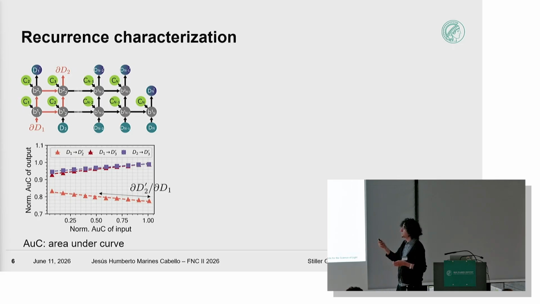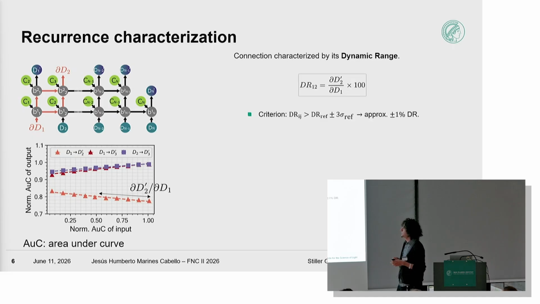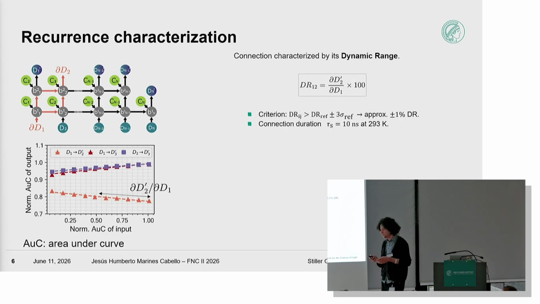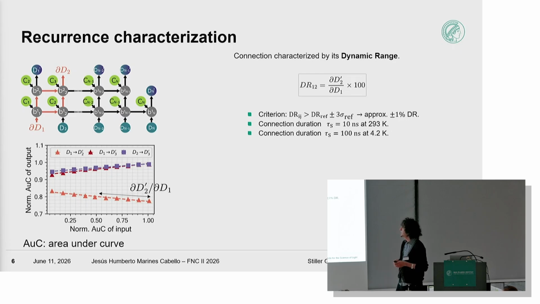Here we do see, for example, that the second output sees an influence from the previous pulse. To make our lives easier, we define a quantity called the dynamic range, which is just this slope times 100, so it's closer to a percentage. To define if we have a connection or not, we check with a reference case, without the acoustic interaction turned on, and we see that if we have plus or minus 1% dynamic range, we have a connection. For room temperature, we saw that this connection persists for 10 nanoseconds, but if we go to the cryogenic case, we can extend the acoustic lifetime, and we can also extend the duration of our connection.